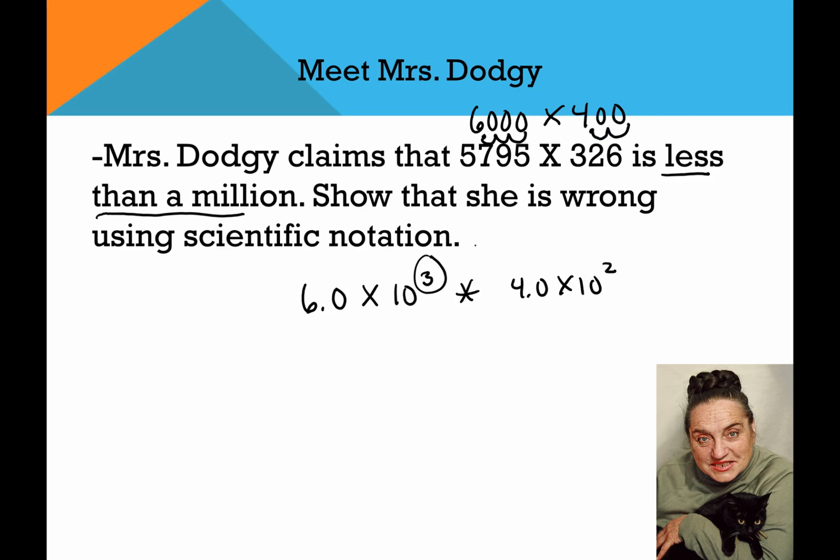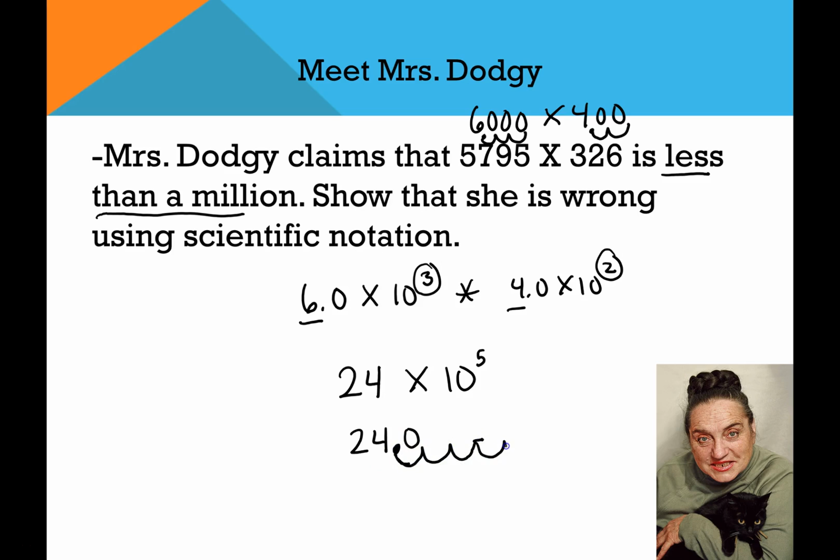And again, remember, these are positive because my numbers are not decimals. They're greater than 1. Well, 6 times 4 is 24. And then this is going to be times 10 to the, what's 3 plus 2? That's 5. So that's 24. And then I'm going to move my decimal over, we can call it 24.0 if you want. 1, 2, 3, 4, 5. Okay, so then I've got 2, 4, 0, 1, 2, 3, 4, and we see that that is 2.4 million.